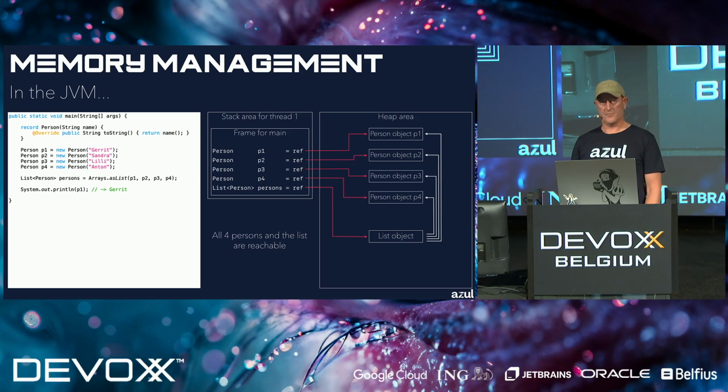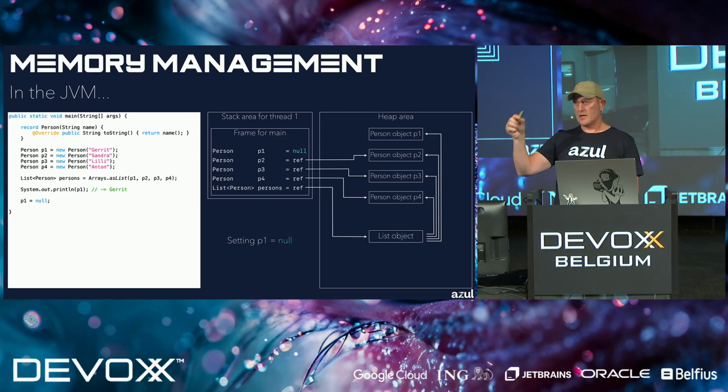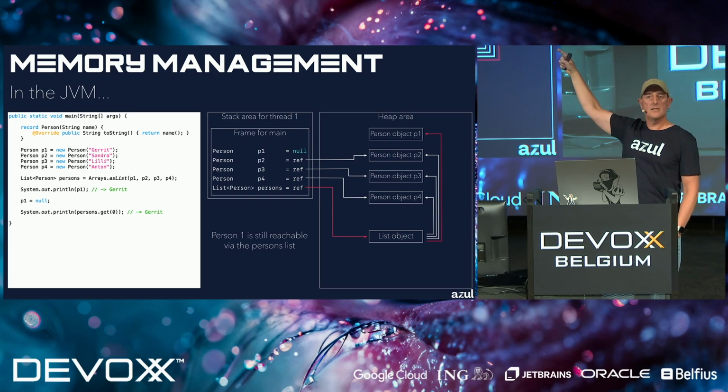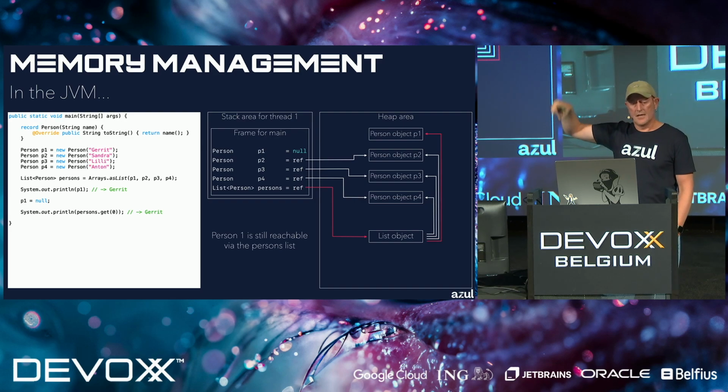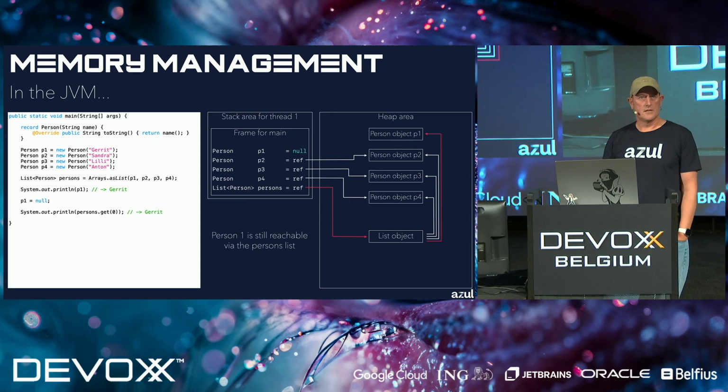So what happens if I, for example, set P1 to null? Then if I print out P1, it's null, but it's still reachable because there's still a reference in the list, right? So the list also points to that object on the heap. So it's still there. And as you can see in the code, I can get the result if I just ask the list for get 0 in this case, which is the first object.